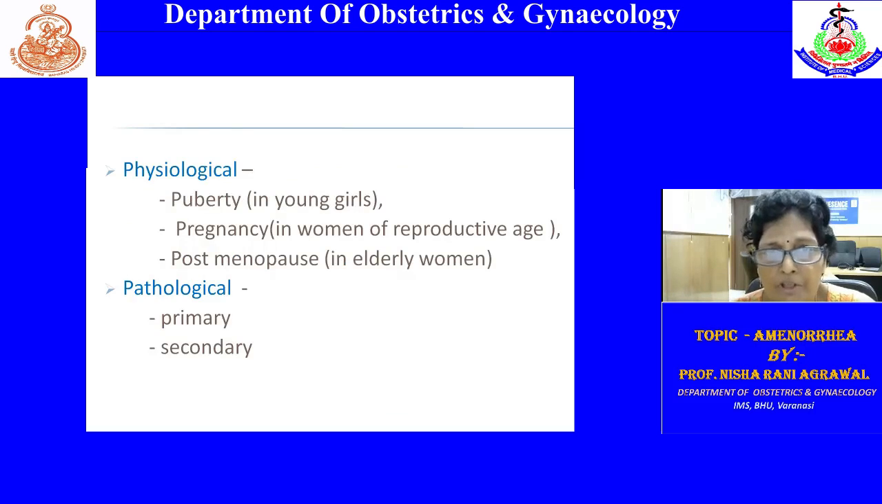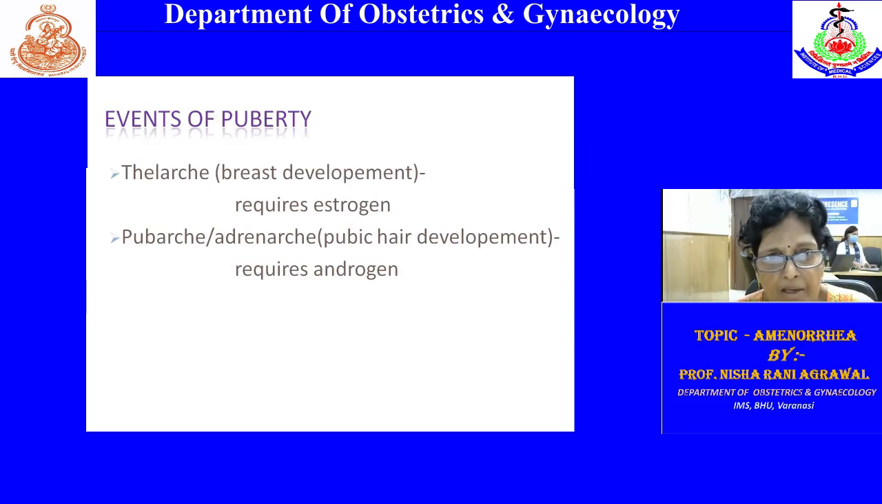The causes of physiological amenorrhea are puberty, that is in young girls before puberty, pregnancy, especially in women of reproductive age, and postmenopausal in elderly women. Pathological are primary amenorrhea and secondary amenorrhea. This is very important. Primary is when there have never been any periods. Secondary is once there are menses and they cease, then it is secondary.